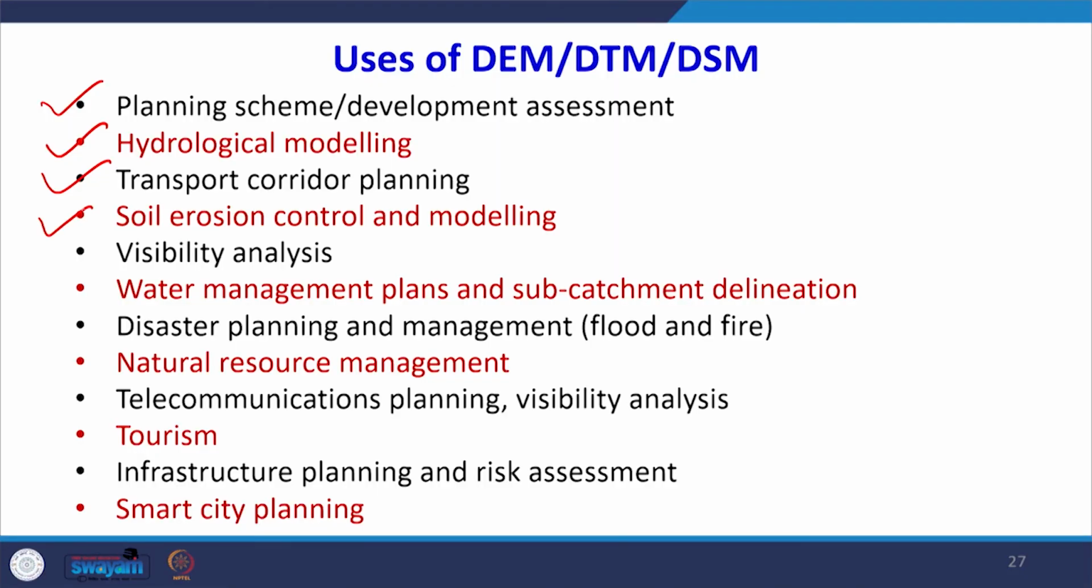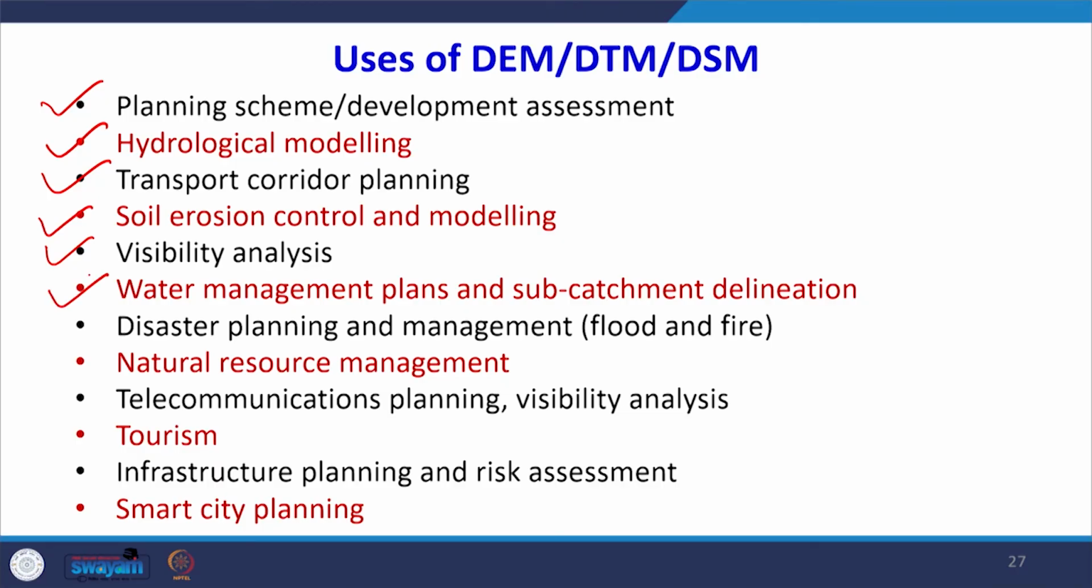It is also used for soil erosion control and modeling. Visibility analysis is another part, when we are planning something and we want to see how much area is visible from a particular location which is at a certain height or in a valley region; we can do that visibility analysis from this DEM. Water management plans and subcatchment delineation can be done with the help of the digital elevation model. Delineation of the watershed was very difficult with the help of contours, but nowadays we can do it automatically once we have the digital elevation model. In all kinds of disaster, whether related to flood or fire, planning and management, we require this data. It is very important for natural resource management, and telecommunication planning is also important.